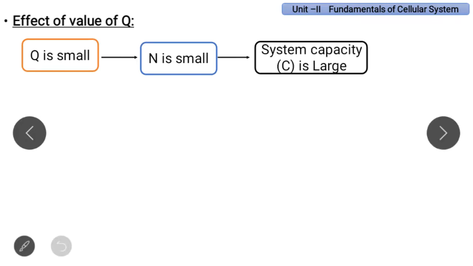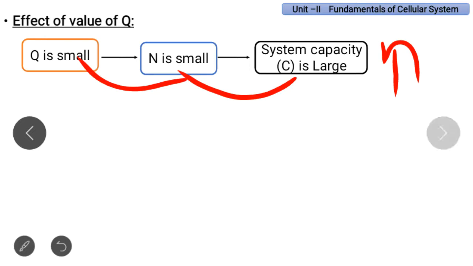System capacity increases. We always want to increase system capacity. We don't want to lose our system capacity. If we lose system capacity, then our efficiency is degraded, and there is no point of a cellular system. So always increase the system capacity. To increase the capacity, what do we want to do? Keep n small and keep q also small.